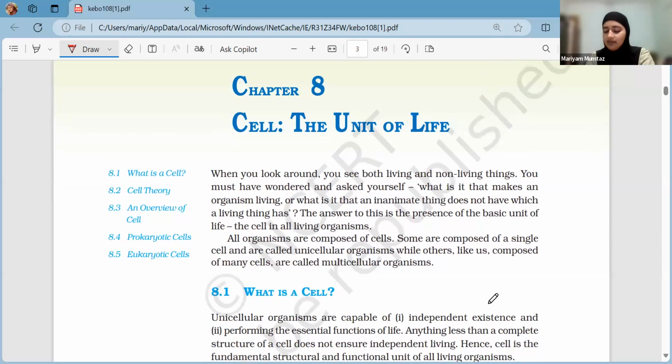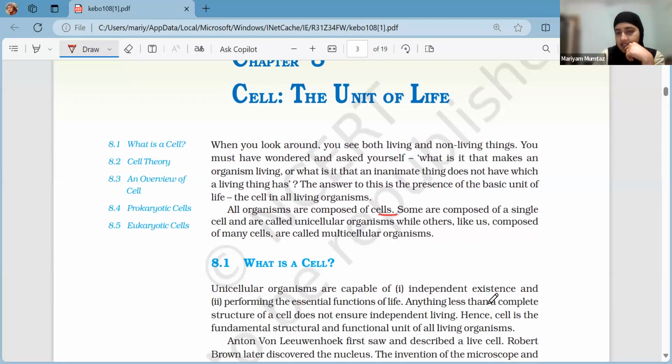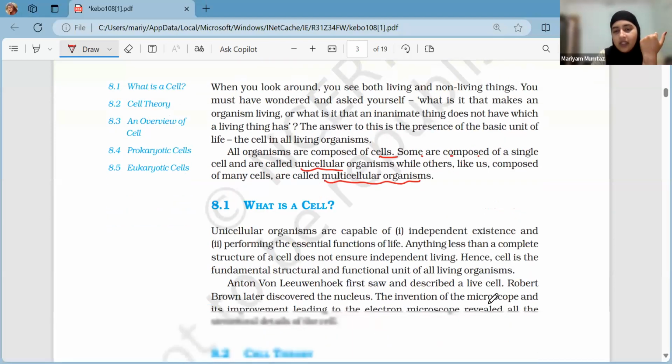Now, the cell being called the unit of life, we both know that it is so important, right? None of us would be living or considered living if we did not have cells in our body. For unicellular organisms, even if one cell is present in their whole body, that still makes them living. All organisms are composed of cells. Some are composed of a single cell; we call them unicellular. Some are composed of many cells; we call them multicellular organisms.